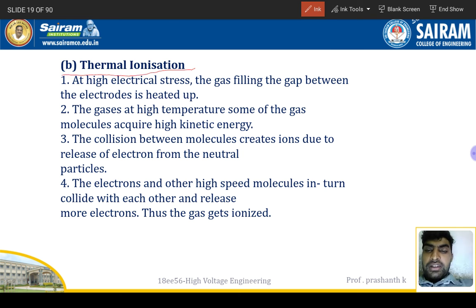Thermal ionization: at high electric stress, the gas filling the gap between the electrodes is heated up. A thermal oven, heating inside the chamber, is the best example. With the gas at a high temperature, some of the gas molecules acquire high kinetic energy. The collision between the molecules creates ions due to release of electrons from the neutral particles. The electrons and other high-speed molecules in turn collide with each other and release more electrons. Thus, the gas gets energized.